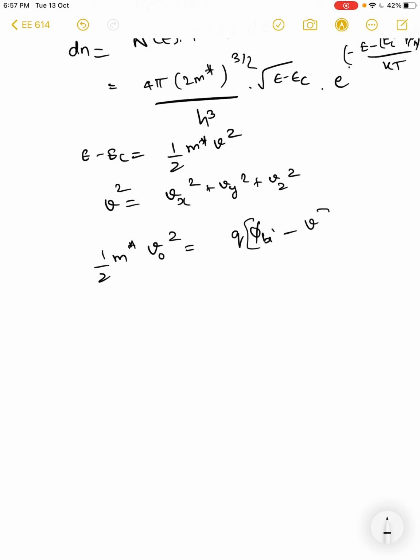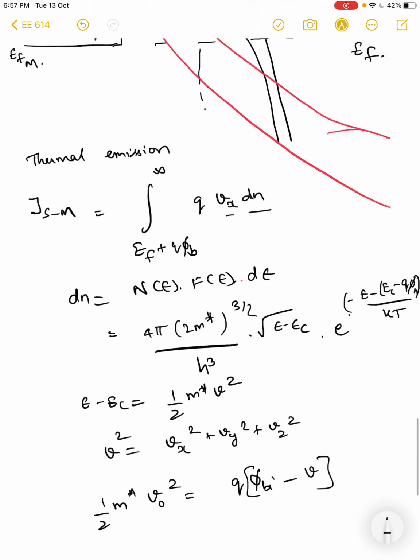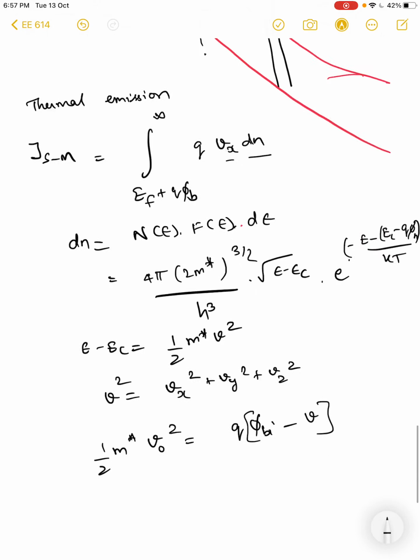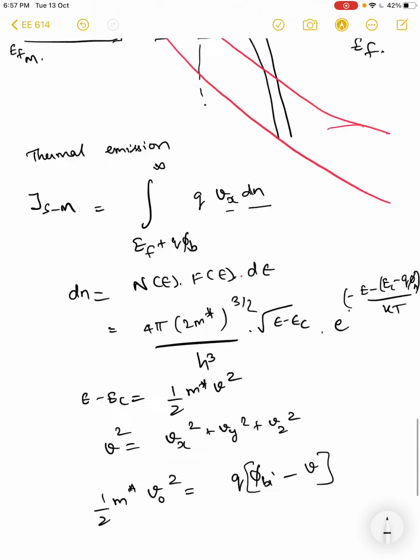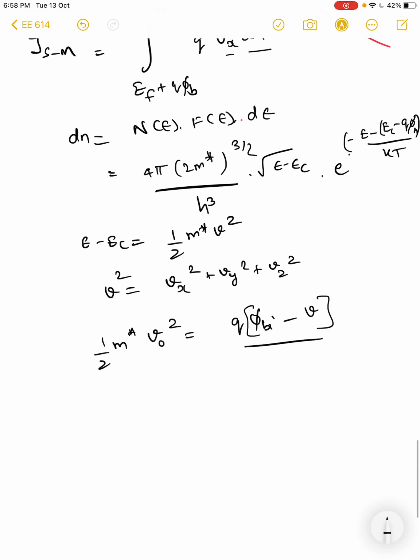Psi Bi is the built-in potential minus V. So basically, in this case, you know that this is psi Bi, and the built-in potential minus V is the minimum potential that is required to go across this height. So this is the minimum energy over the conduction band which is required to cross the barrier from the semiconductor side, right?